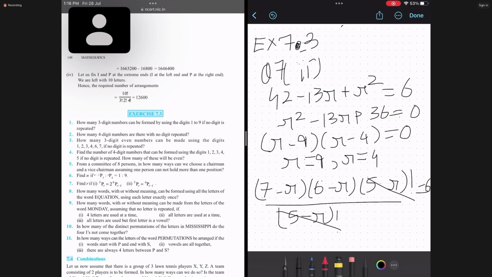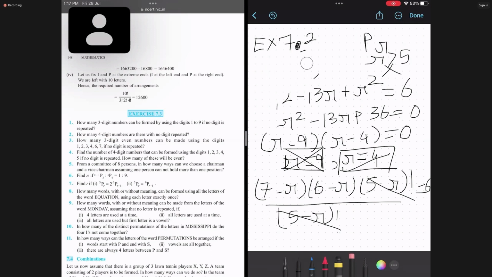Similarly, as we did in the first part, we will reject r equals 9, because in 5pr, r cannot be greater than 5. This cannot happen. So 9 is rejected. r equal to 4 is selected, and that is our final answer. Okay. And so moving on further in this exercise.